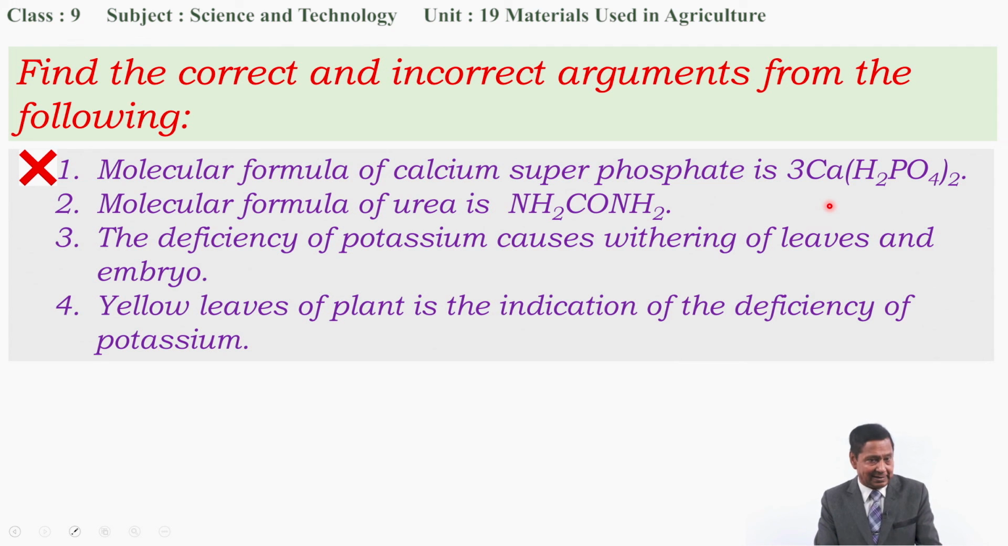Now let's go to number 2. Molecular formula of urea is NH2CONH2. Is it correct? Yes, this is correct, because instead of writing NH2CONH2, we can write (NH2)2CO also, and the same can be written as NH2CONH2. Okay, this is correct. Now third one, the deficiency of potassium causes withering of leaves and embryo. Yes, this argument is correct. Number 4, yellow leaves of plant is the indication of deficiency of potassium. Is it? No, this is the indication of deficiency of nitrogen. That's why this is incorrect.